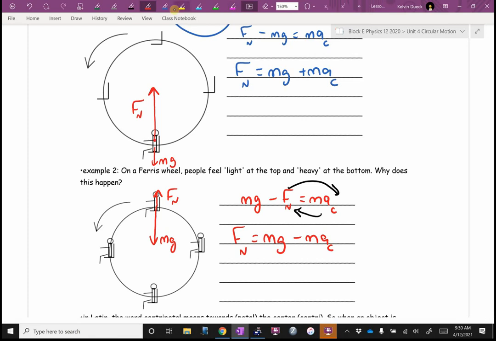And again, remember, Davis, your normal is just mg. We're subtracting from it. You'll feel lighter at the top. And if you give me numbers, for example, if I know the radius of the roller coaster and I time how long it takes to go around once, I can actually tell you what your normal force would be. Easy peasy.